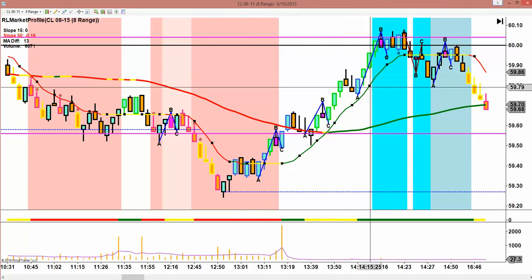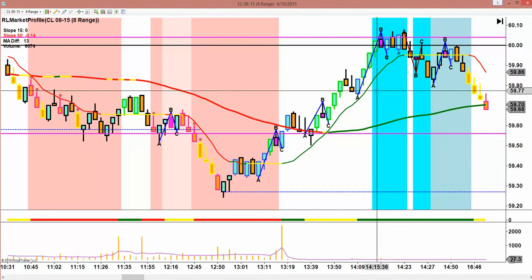There's sometimes you get price stalls, and especially on the E-mini, all of a sudden the point of control will pop right to where you're trading, and you know that you're not going to take a trade there.